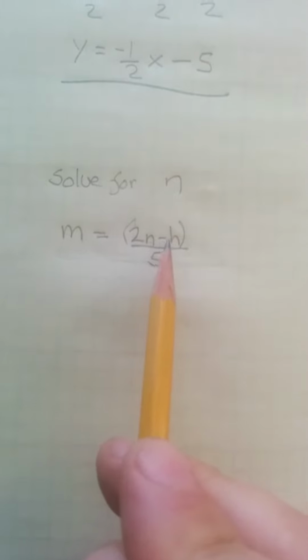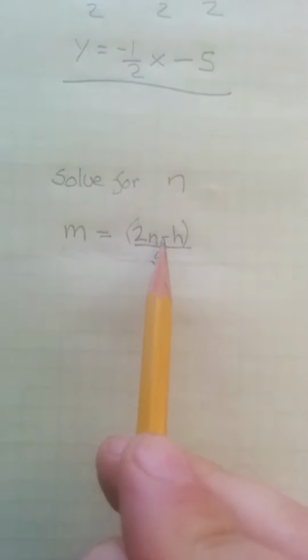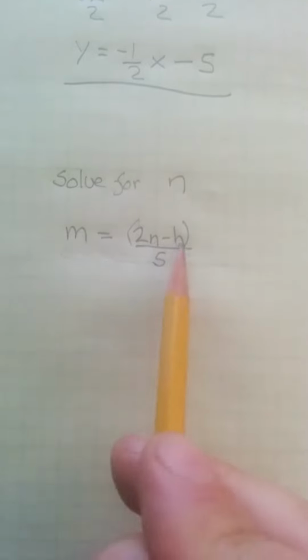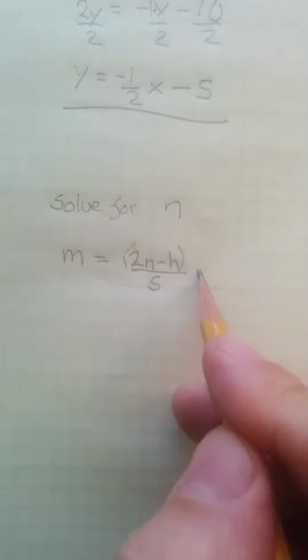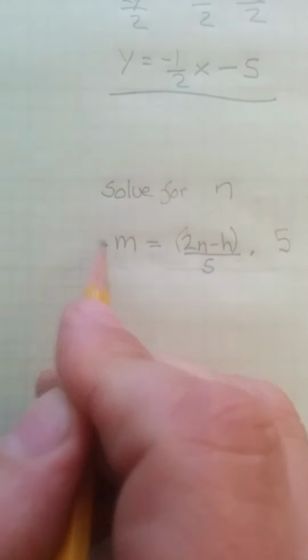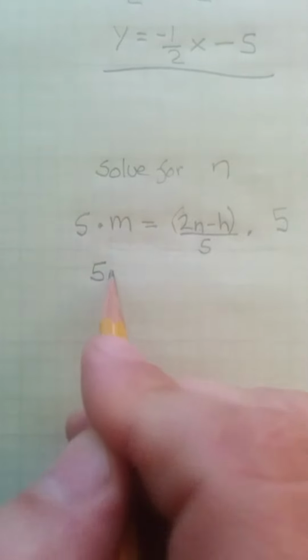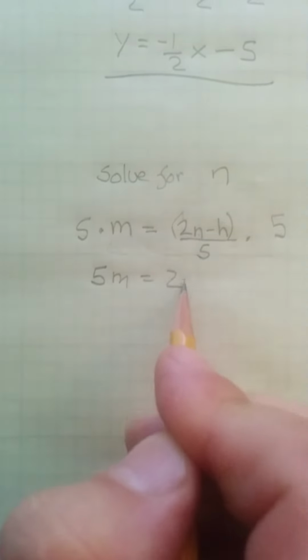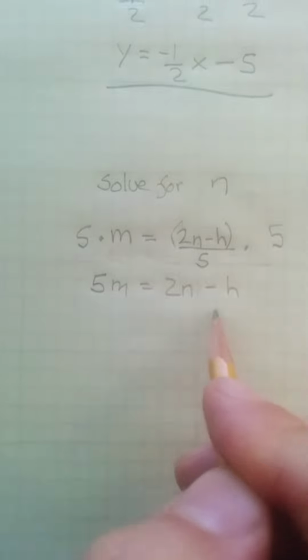Normally I'd try to get rid of the addition here first, or subtraction here first. But I can't because it's stuck in the parentheses. And since we're following that order of operations, parentheses become the last thing we do. So I'm going to multiply by the 5. So 5m equals 2n minus h.